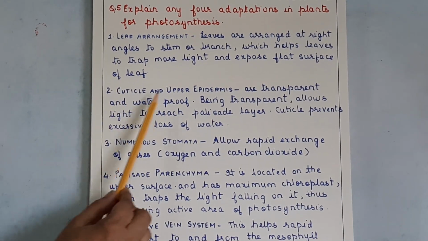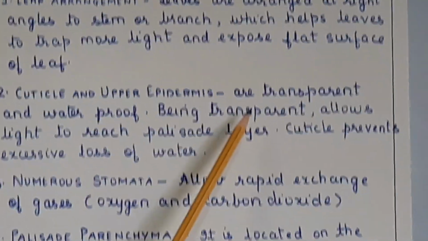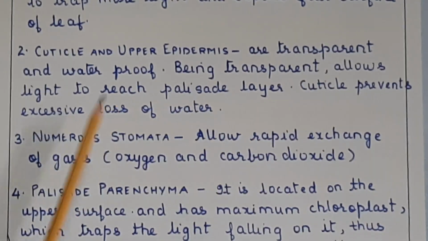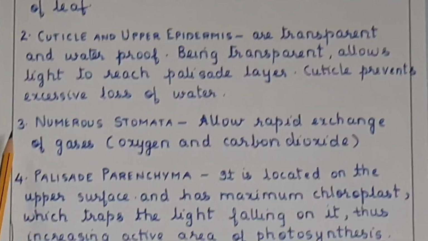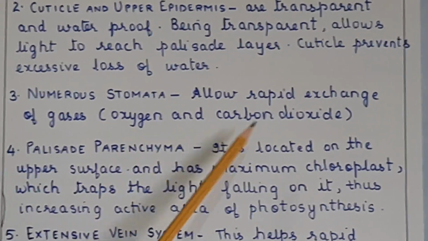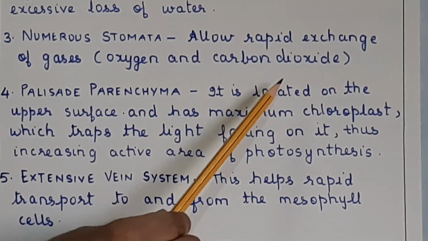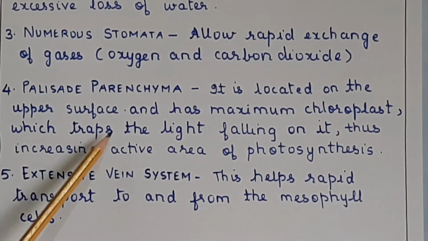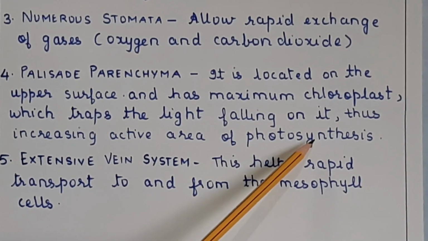Then second is cuticle and upper epidermis are transparent and waterproof. Being transparent, it allows the light to reach the palisade layer, and the cuticle prevents excessive loss of water because it is waxy in nature. Then third is numerous stomata. They allow rapid exchange of gases, that is oxygen and carbon dioxide. And fourth is palisade parenchyma. This is located on the upper surface and it has maximum chloroplasts, which trap the light falling on it, thus increasing the active area of photosynthesis.